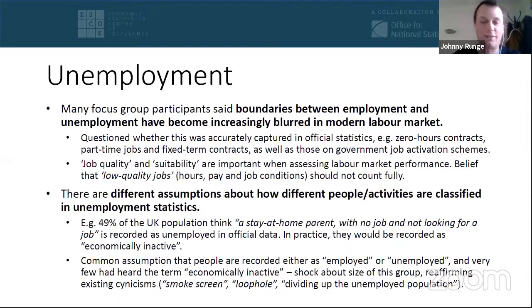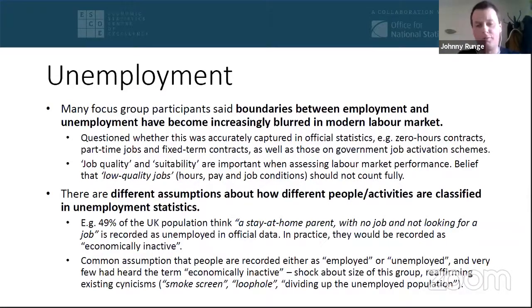So that's things like zero-hour contracts, part-time jobs, the gig economy, bogus self-employment, all those different types of jobs, where there's a very strong theme from a lot of people that what matters is job quality. What matters is hours, pay, job conditions, and so on. And maybe you cannot always compare two jobs like for like when you speak about labor market performance.